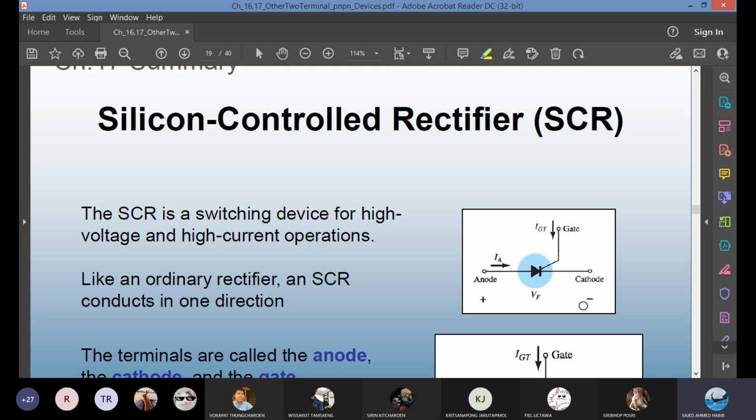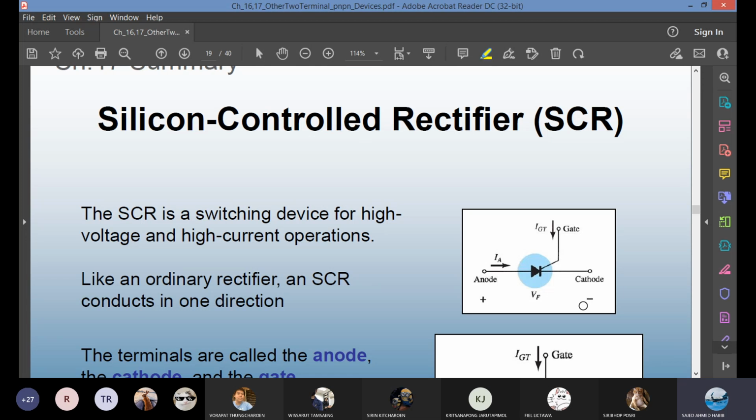It was invented around 1956, almost 70 years, 64, 66, how many years now? 66 years. Common application for silicon control rectifier in relay control, time delay circuit, regulated power supply, phase control. It's a switching device for high voltage, high current operation. Just like a regular diode rectifier, the silicon control rectifier will conduct only in one direction.